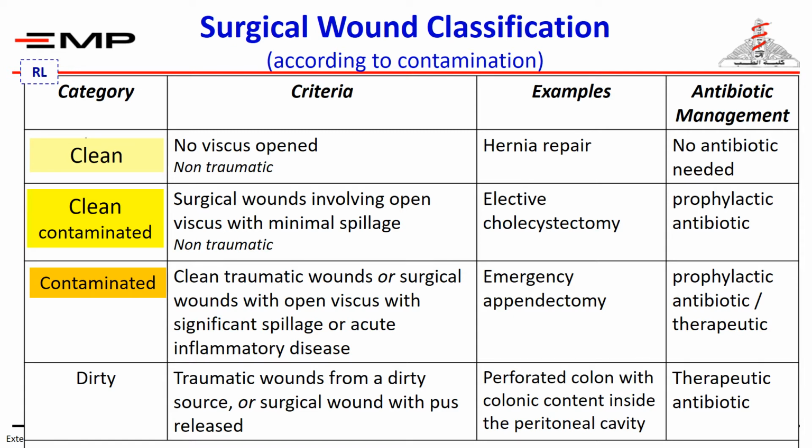Dirty operations. Traumatic wounds from a dirty source, or surgical wounds with pus released, for example, incision through an abscess, or gut perforation with significant contamination, for example, perforated colon with colonic content inside the peritoneal cavity. In these patients, the use of antibiotics is prolonged to a therapeutic course.